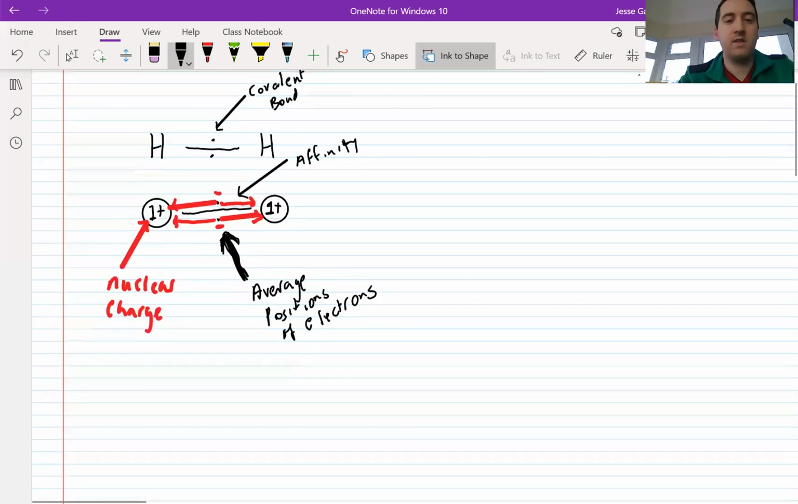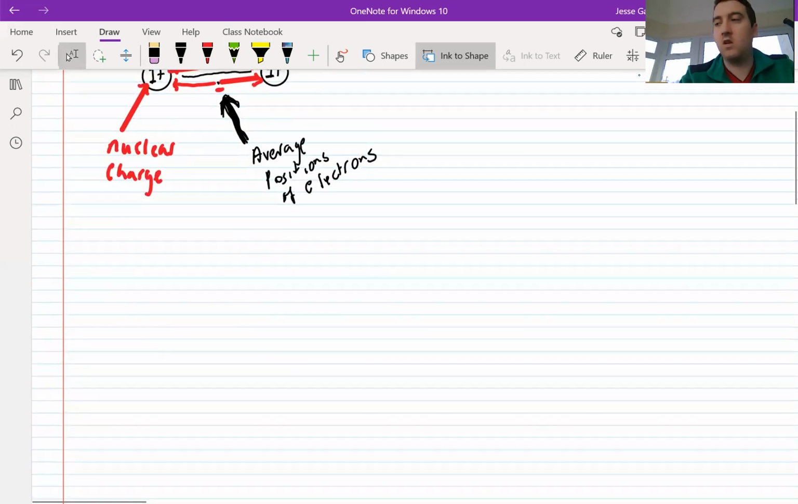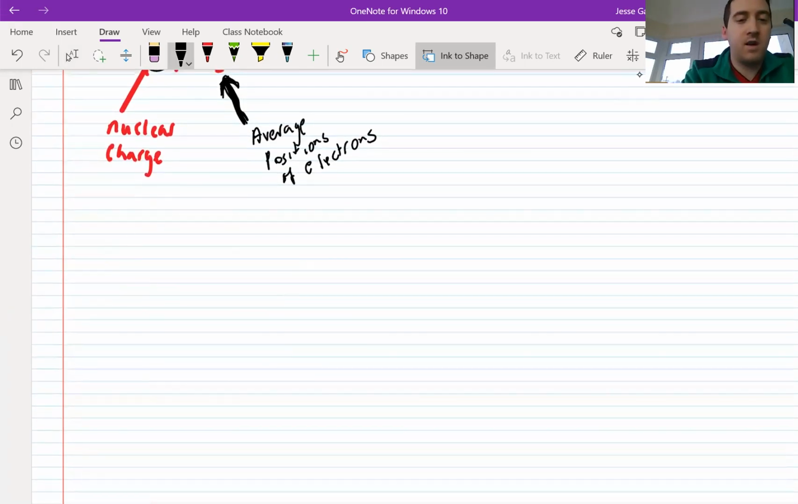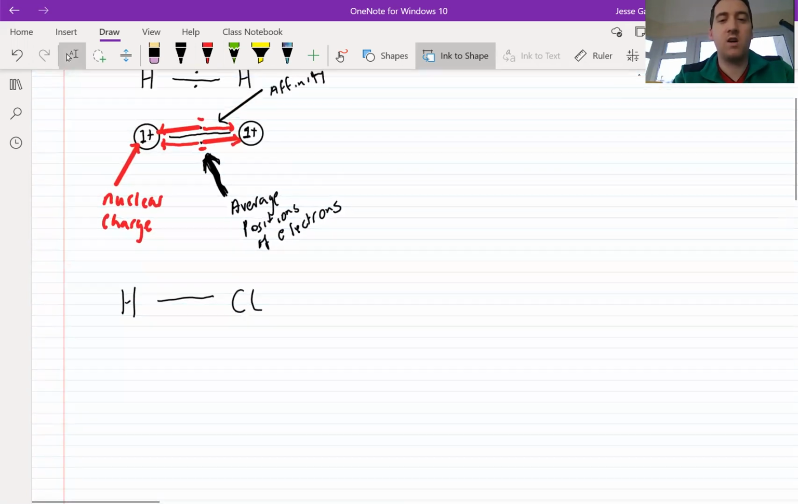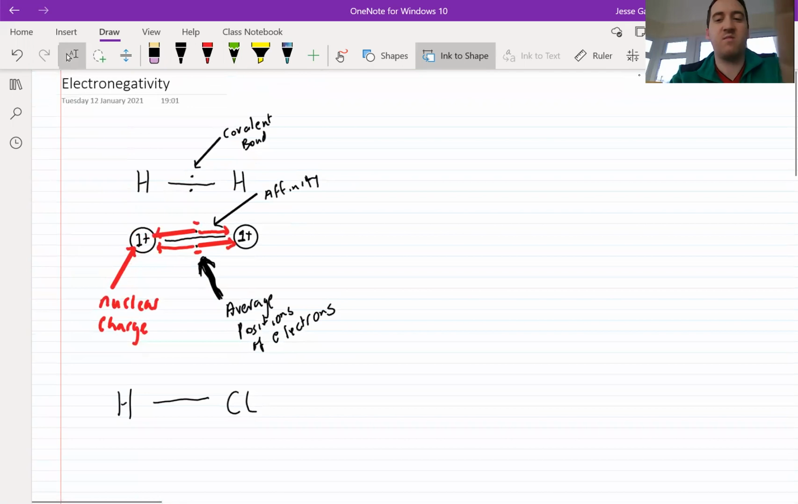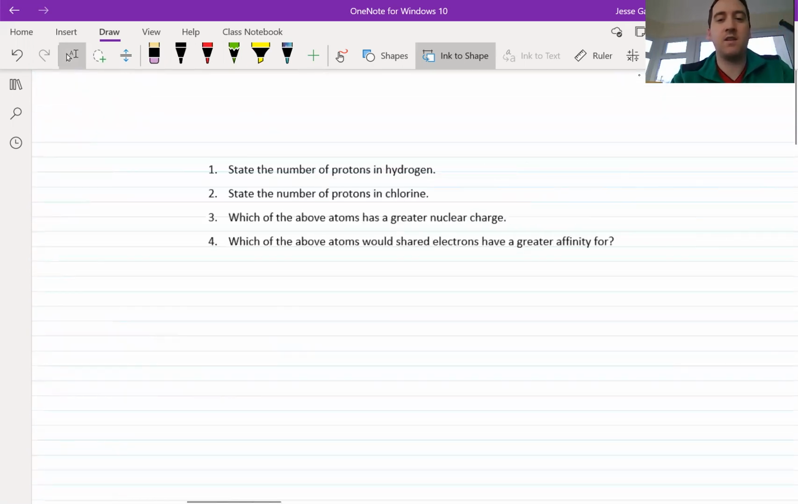However, what if we consider two different atoms? So we'll take the example of a hydrogen atom, but this time it's bonded to a chlorine, like this, Cl. Is the above still true then? Do both of these atoms have the same affinity for the shared pair of electrons? This molecule is what we call hydrogen chloride. And before we are able to answer this, we're going to quickly do some practice questions, which are some retrieval or revision questions of previous topics, which are going to help us to answer this question.